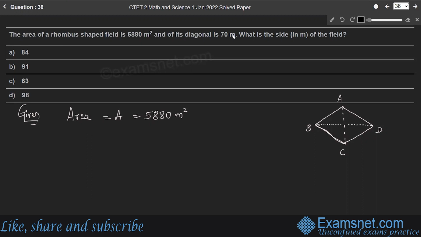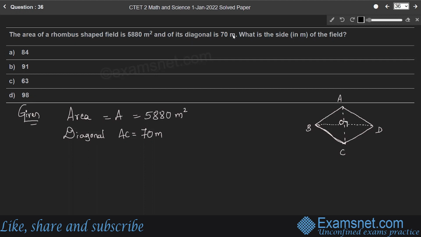Since a rhombus has two diagonals, let us consider one of its diagonals as 70 meters. So let diagonal AC be 70 meters. Okay, and their point of bisection. The two diagonals of a rhombus bisect each other at 90 degrees.